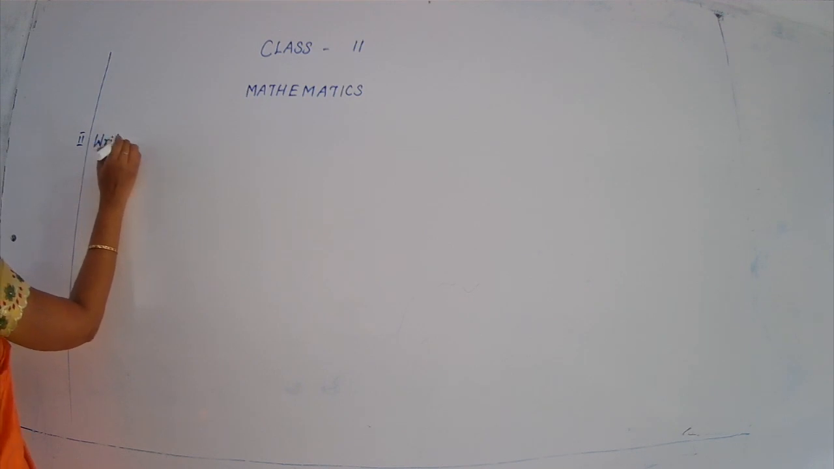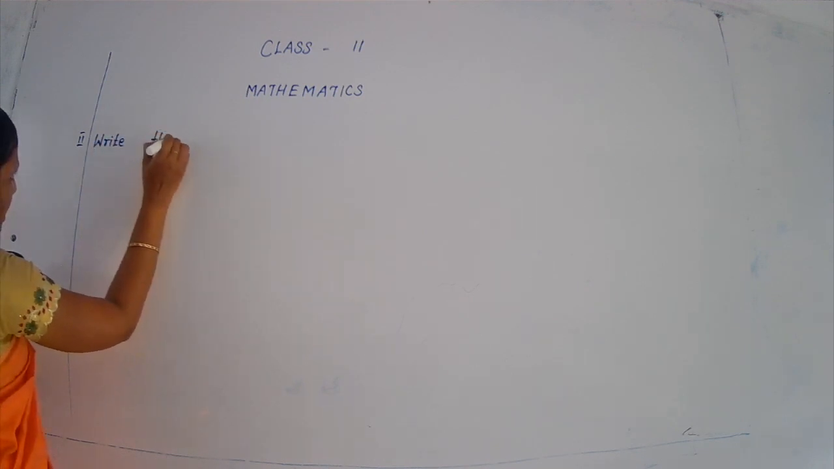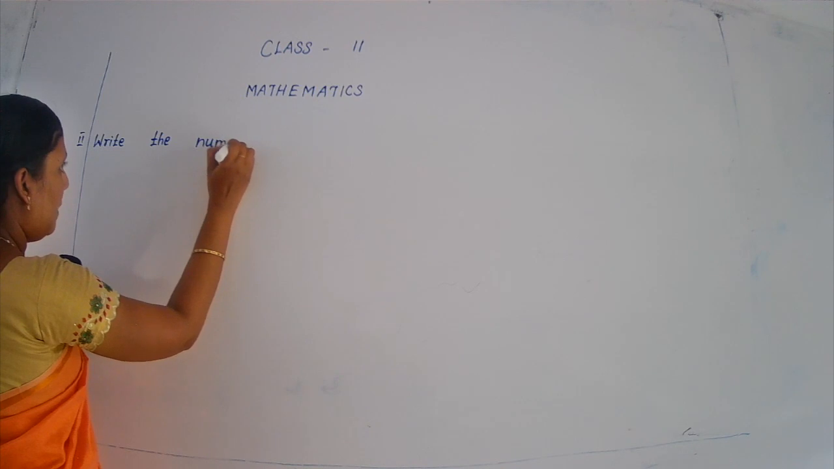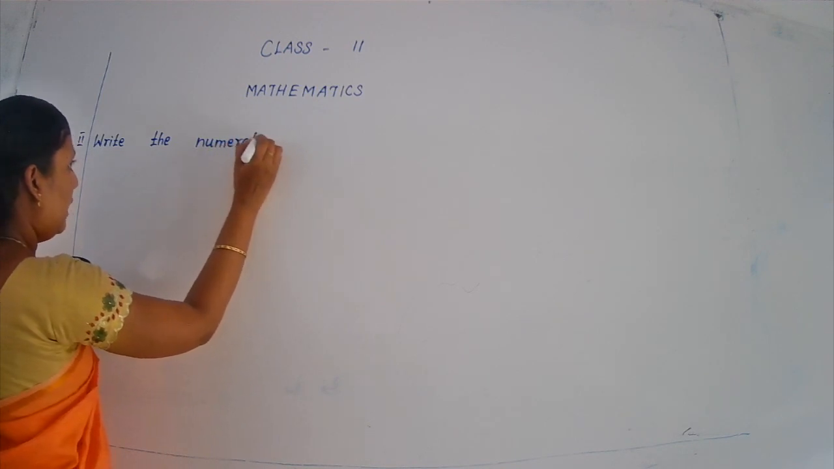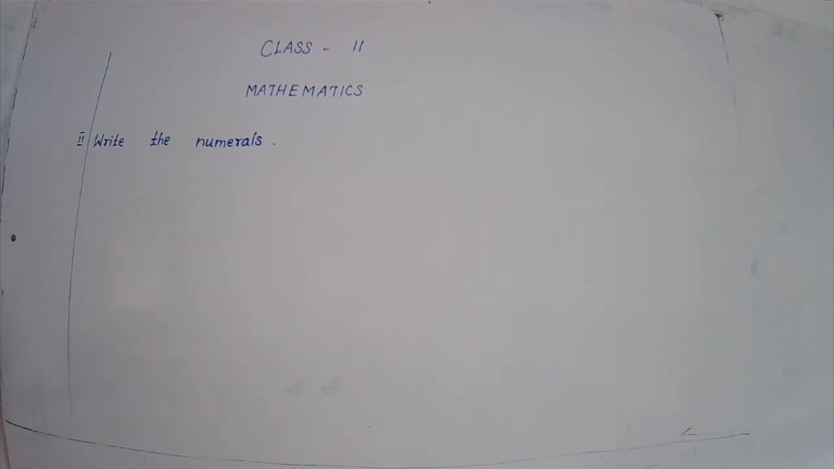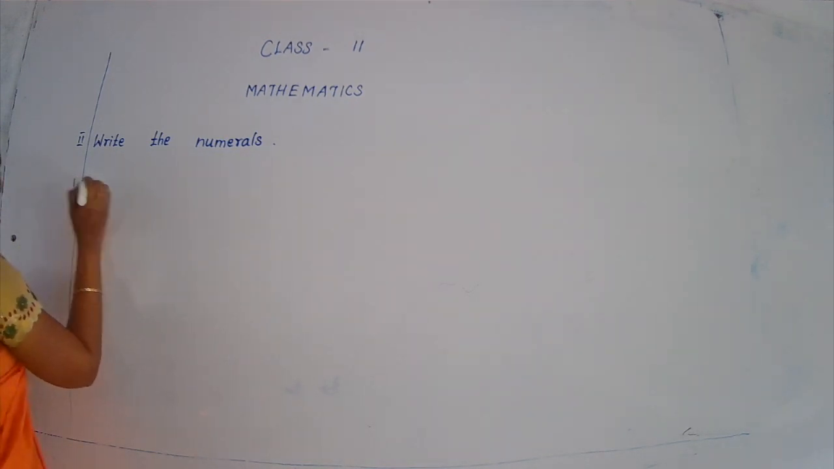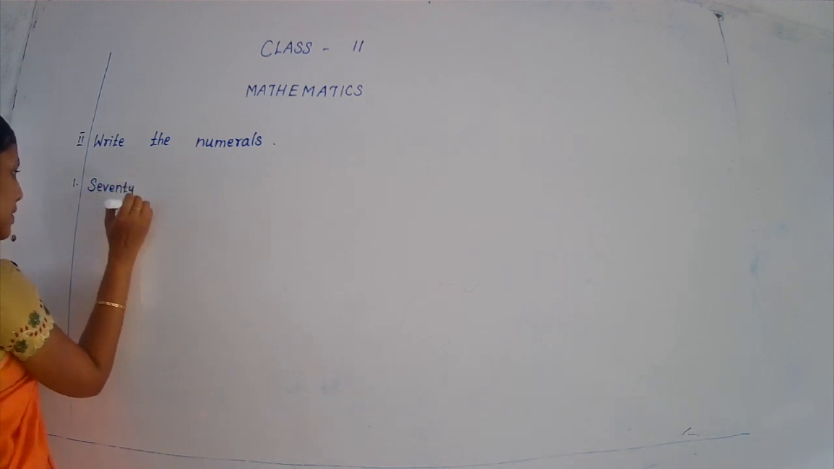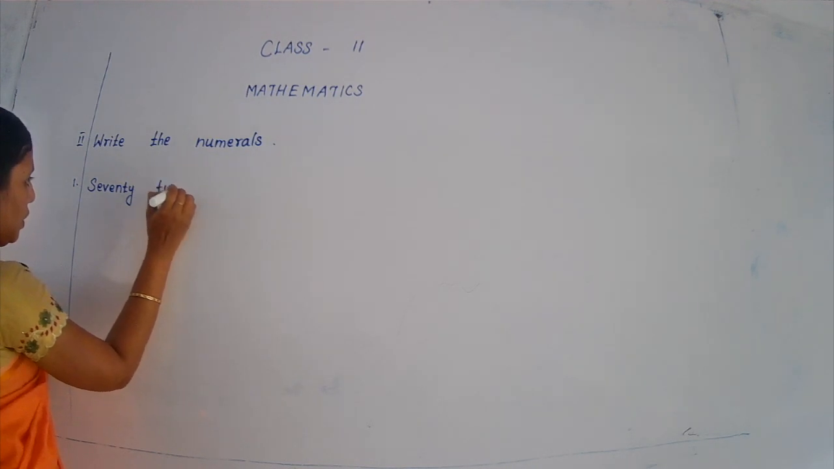Next, the second one. Write the numerals. Numerals means you want to write the numbers, okay? The first one: SEVENTY, 70. TWO, 2.